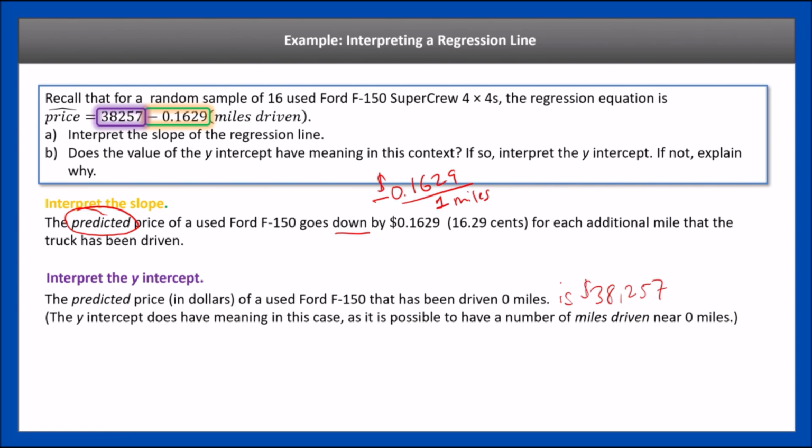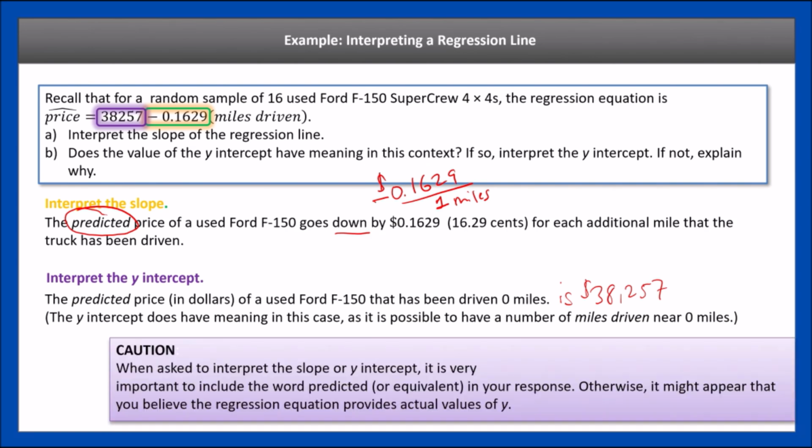Okay, so I forgot to include that there. So the predicted price is $38,257 when it has been driven 0 miles. Here, the y-intercept does have meaning because it is possible to have something that's not driven at all, right? Zero miles driven means it's not been driven at all, means it's brand new. So if you have a brand new Ford F-150 and you take that out of the lot, that's a $38,000 tag, essentially, and then it's going to decrease in price when you continue driving it.